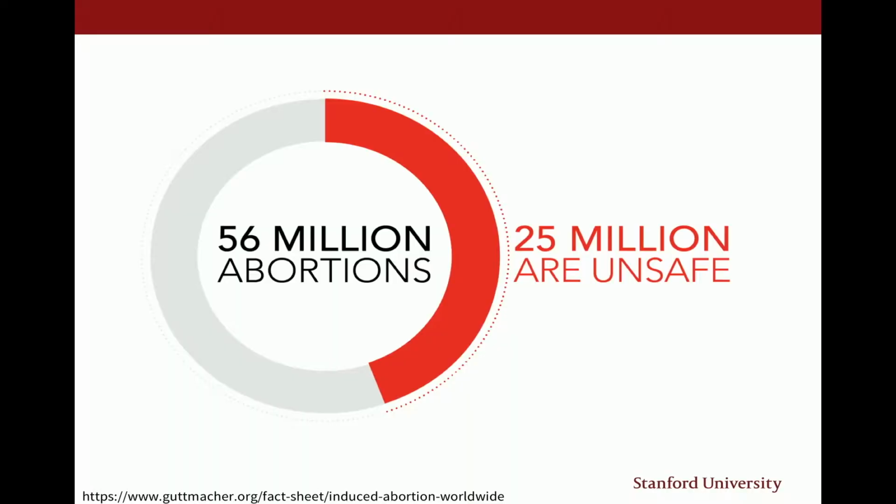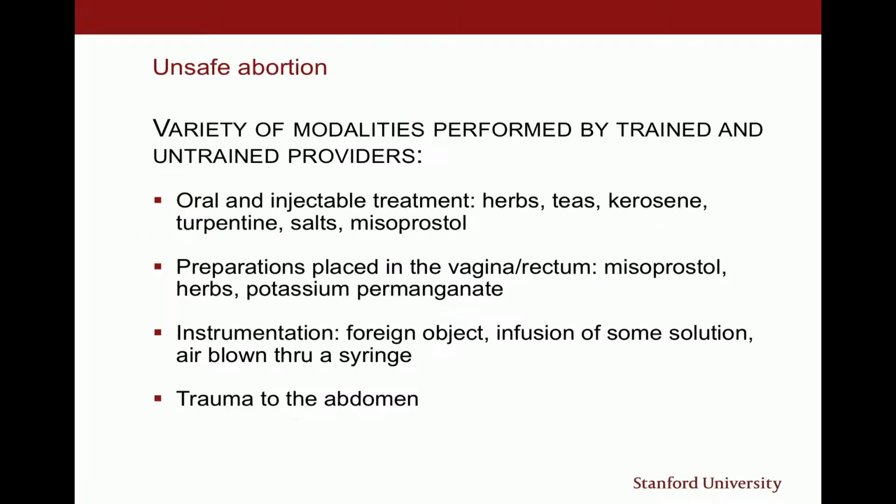So out of the 56 million abortions that we estimate happen every year around the entire world, approximately 25 million of these are unsafe. I'll let you sit with that number for a minute, because I think it is really powerful to imagine that nearly half of abortions in this world are happening in an unsafe way. And the risks associated with that are extreme.